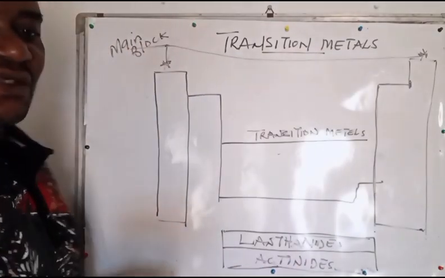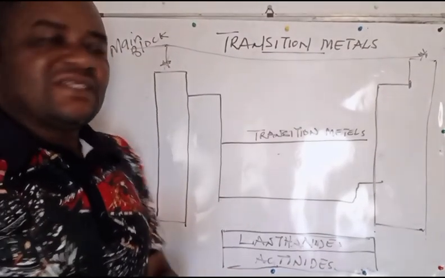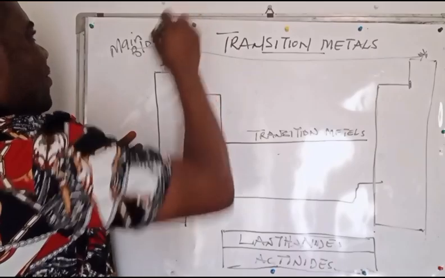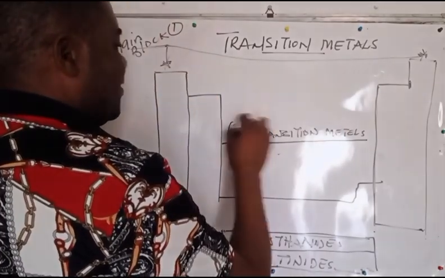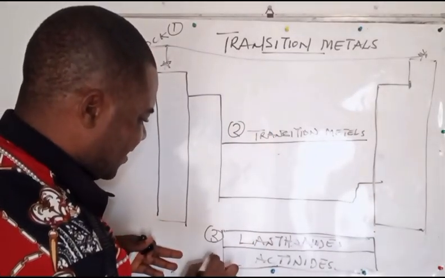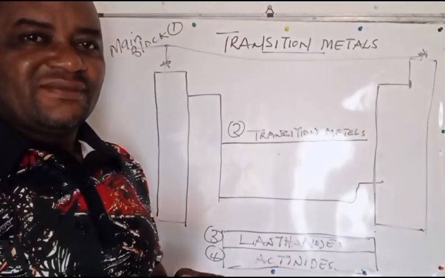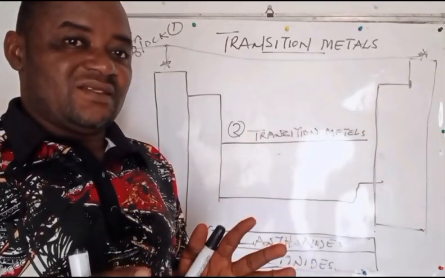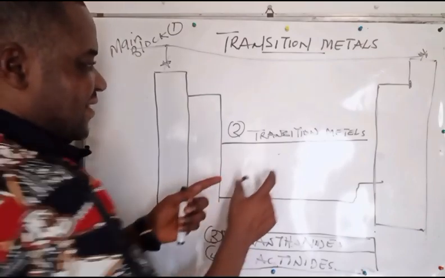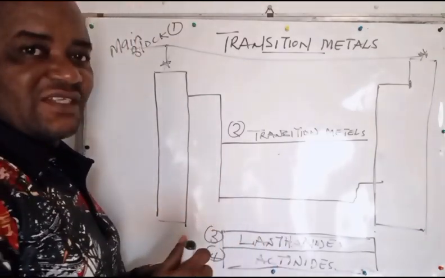If you take a look at the periodic table, you notice that it has one block, a second block, a third block, and a fourth block. So it is divided in that way into four main parts of the periodic table. And the central part here is where you have the transition metals.